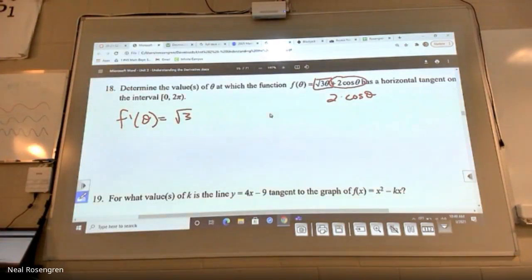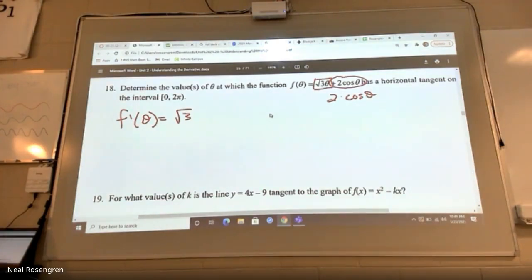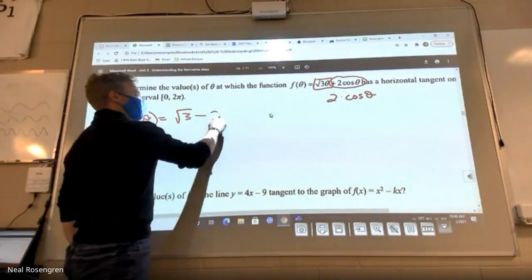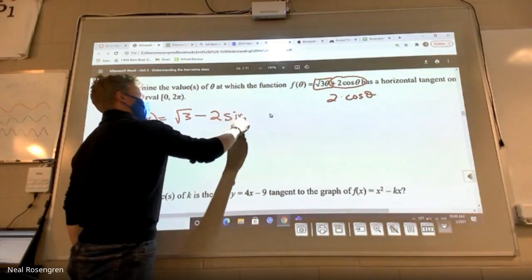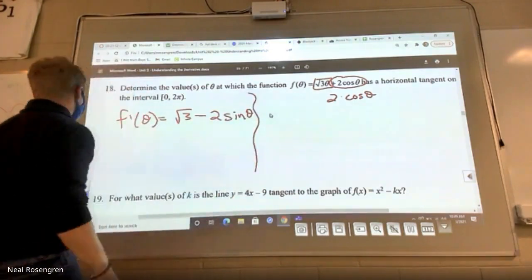So what's the derivative of cosine? Negative sine, right? The derivative of cosine is negative sine. So what's the derivative of 2 cosine? Negative 2 cosine. Nice. So there we go. So minus 2 sine. There's my derivative.